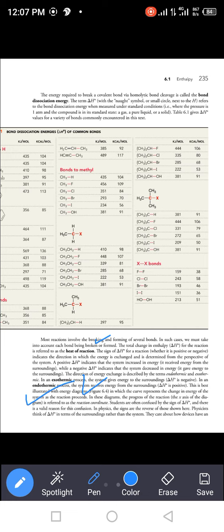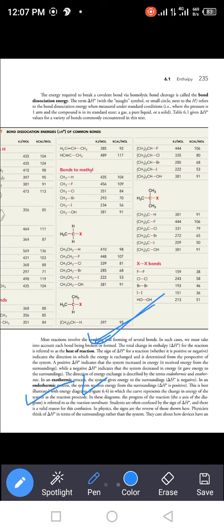So when these two processes are added together, summed up, the overall heat of reaction is formed. So now we will observe whether the heat of reaction is positive or negative. When these two processes are summed up and the ultimate energy is negative, we will say that the heat of reaction is negative.